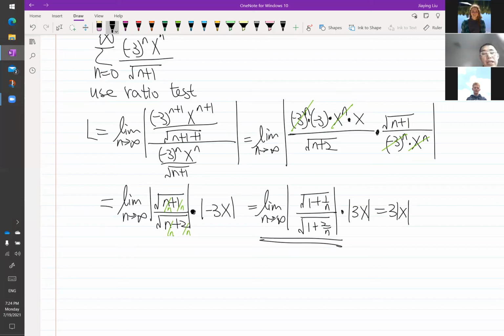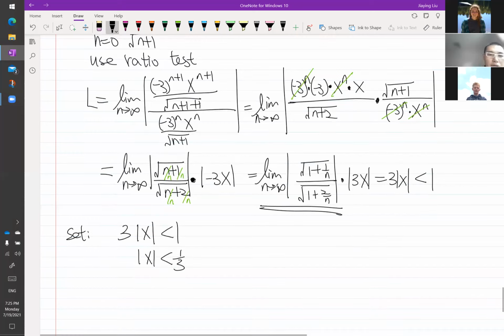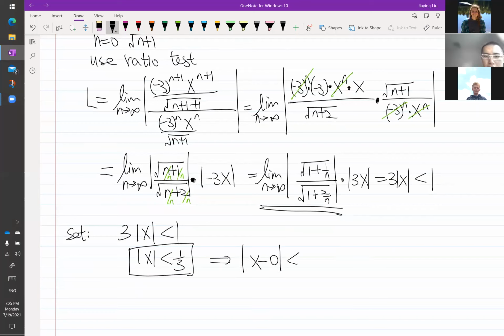And we want to find the radius of convergence and the interval, so we want it to be convergent, right? So we set this as less than 1. And then divide by 3. So 3 absolute value of x less than 1, so the absolute value of x is less than 1/3. There you go. You can treat this in the form that I highlighted earlier. So that's in the form of absolute value of x minus 0 less than 1/3.